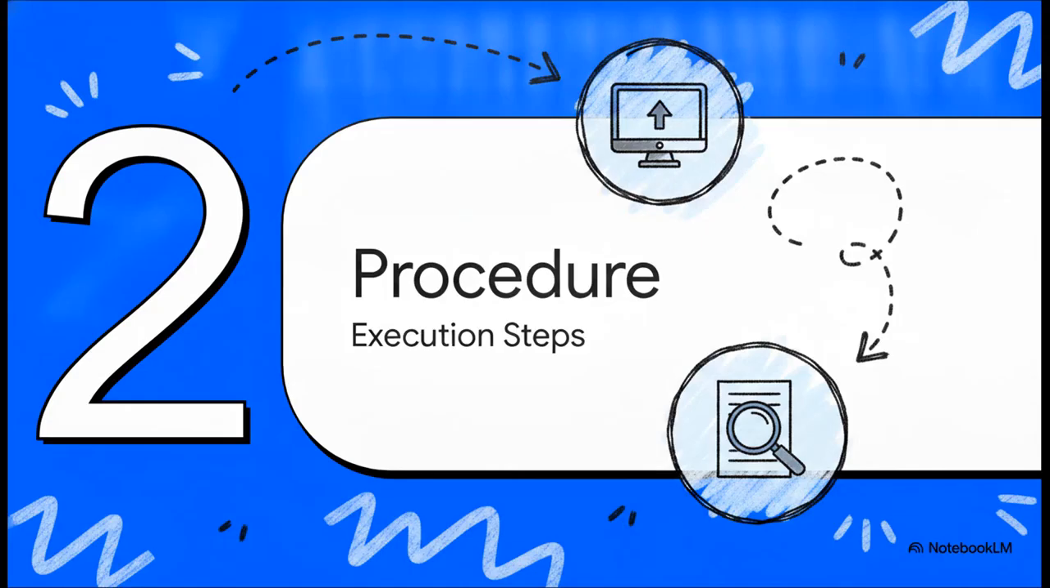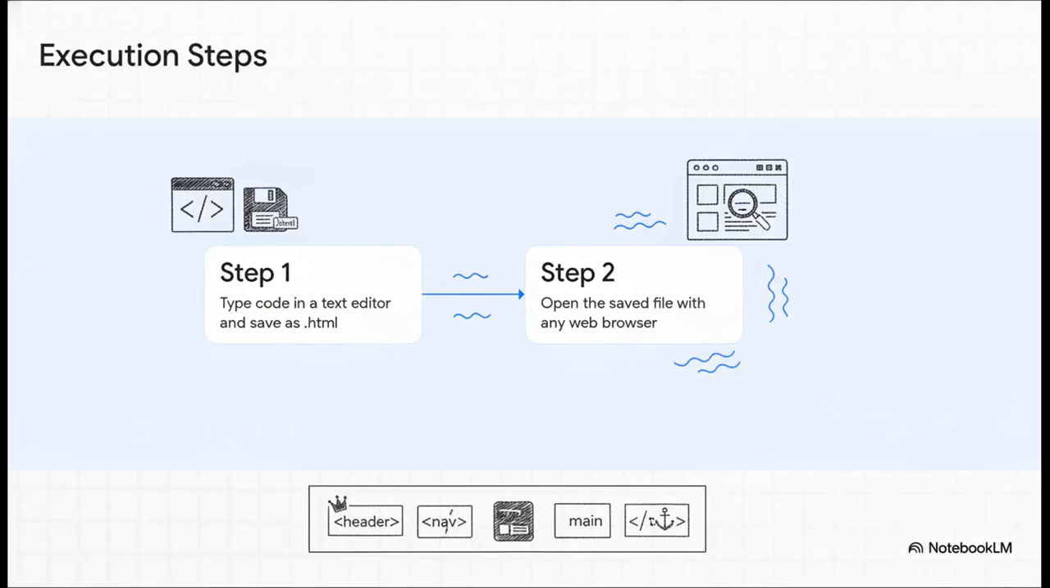Moving right along to Section 2, Procedure for Execution. The execution process here is beautifully straightforward. Step 1, we just script the raw HTML in a basic text editor. Something simple like Notepad. You absolutely do not need a massive, heavy integrated development environment for this. Just a clean canvas for your code. Once you've typed it out, just save it with a .html extension. Then Step 2, open that newly saved file with any standard web browser. Boom! The browser does the heavy lifting, rendering our code into a visual web page.